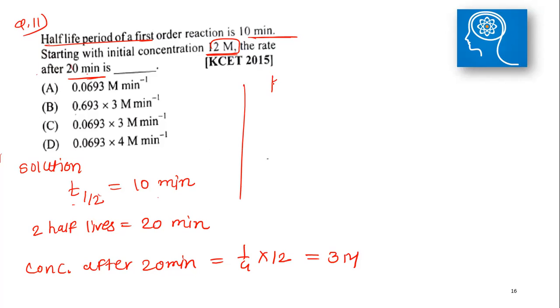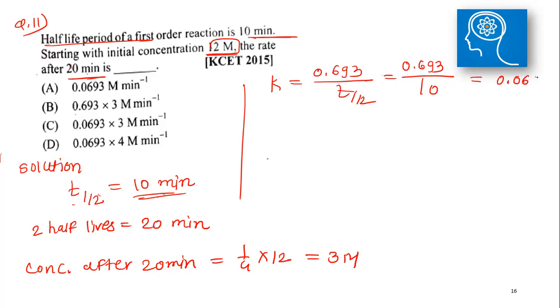You know the formula. t half is equal to 0.693 upon k, and k is equal to 0.693 upon t half. Okay, so it is equal to 0.693 upon t half. t half is 10 minutes, so 10. So the value of k will come. It is equal to 0.0693 per minute. Per minute, we take it like this. Okay.